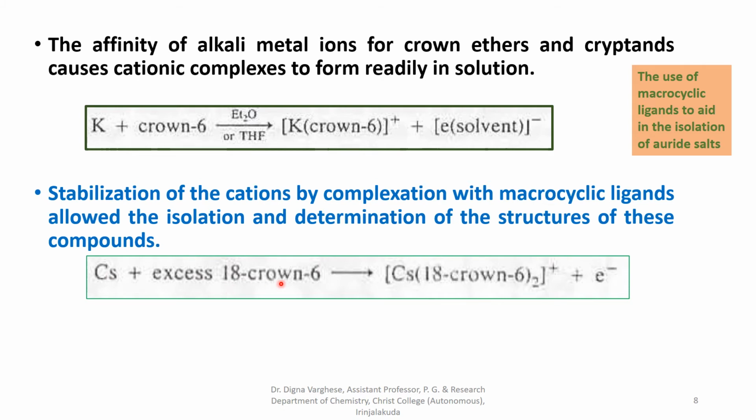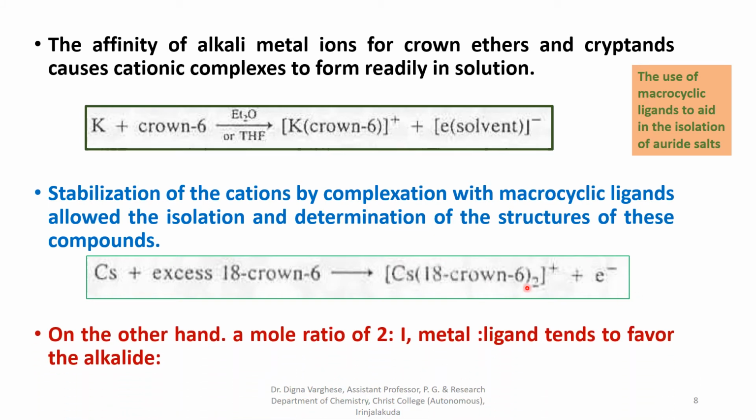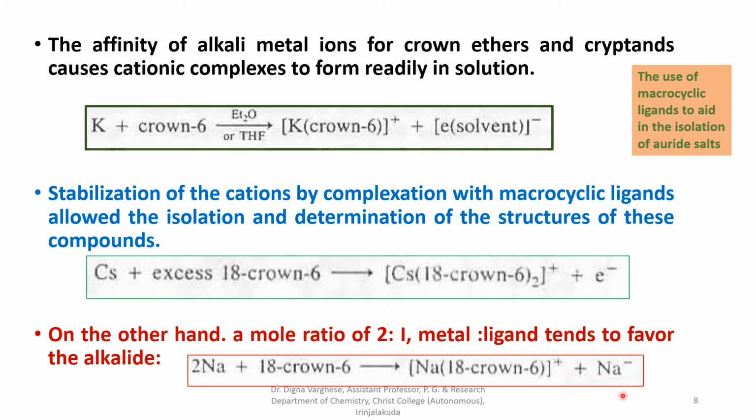So cesium plus excess ligand, that is 18-crown-6, forms the cesium cationic complex with electron. On the other hand, a mole ratio of 2:1 metal to ligand tends to favor the alkalide. Here the sodium anion is formed with a cationic complex with a crown ether. We know the sodium anion is the most stable and the cesium anion is the least. So with excess ligand we can complex like this, which can interact with the gold anion, forming the cesium gold ionic compound. We know gold's electron affinity is almost similar to that of iodine. So this is stabilization of the complex by complexation with macrocyclic ligands.